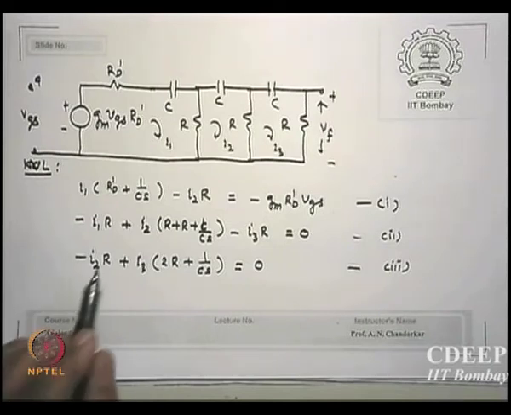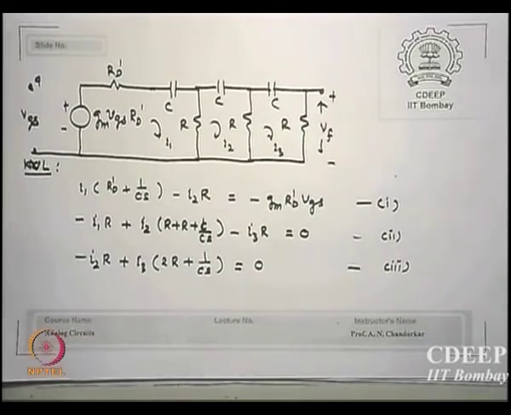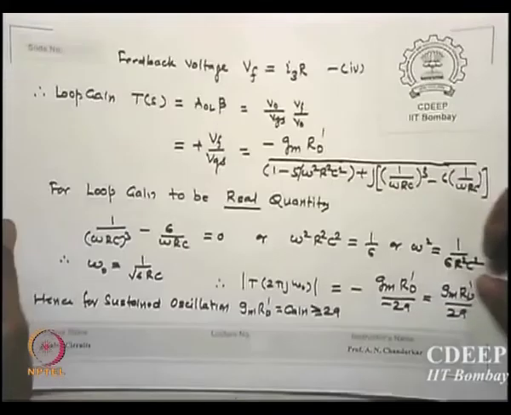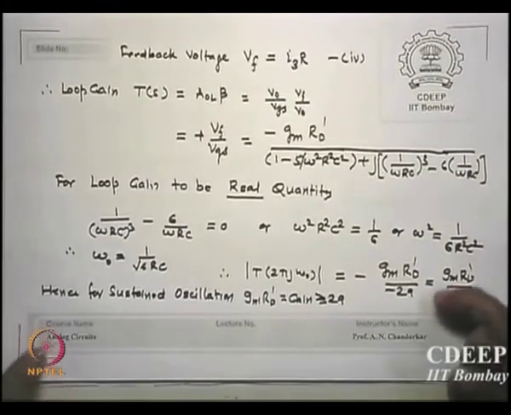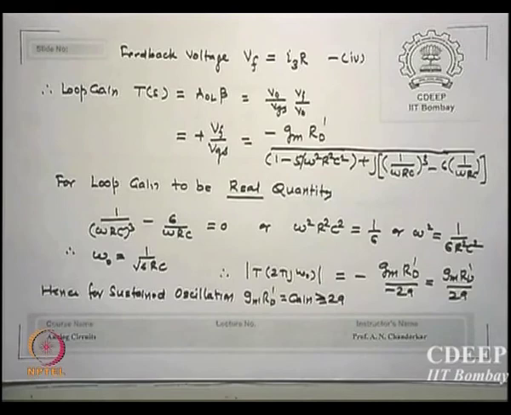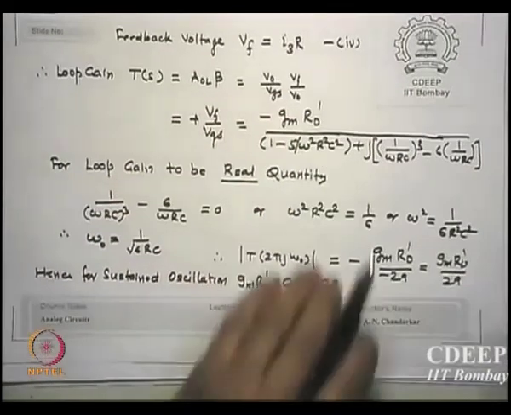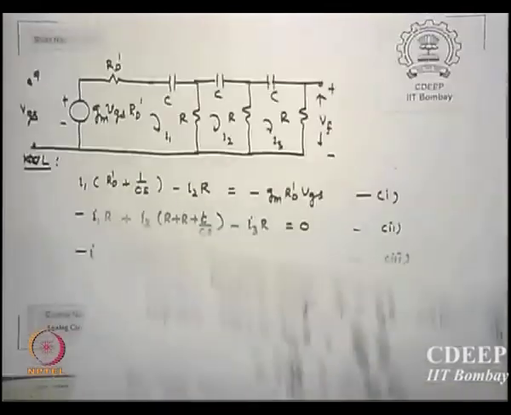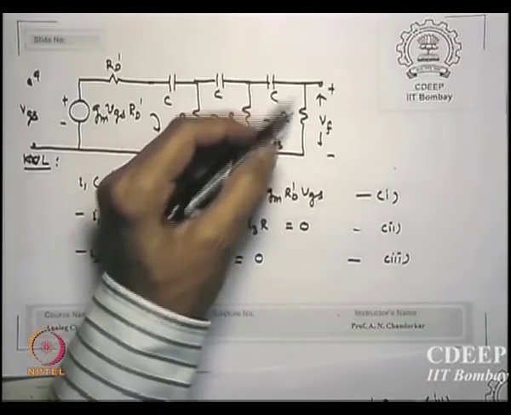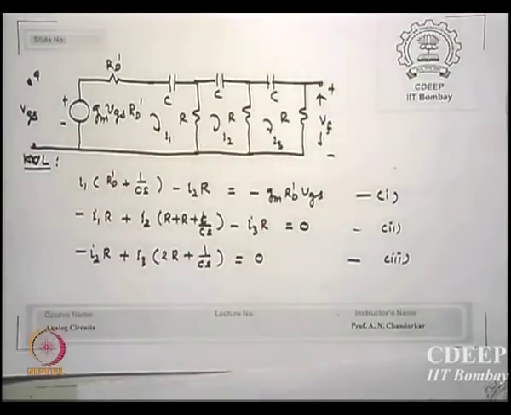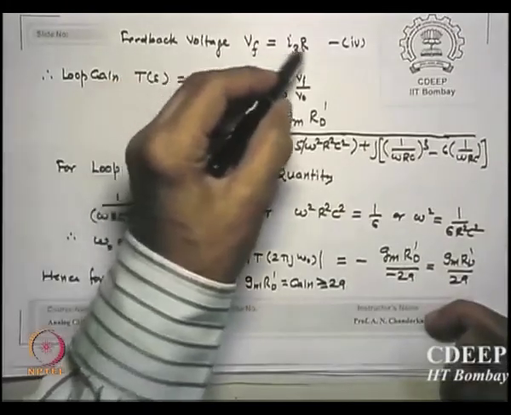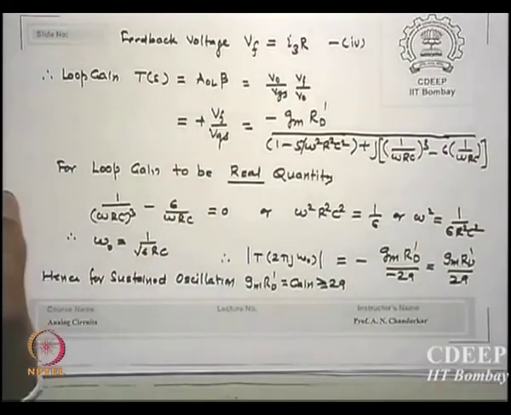At the end of the course, if you cannot solve this network, we will have a problem with the course itself. Then the feedback voltage, as I already said, is the drop across the final R. You can see from this circuit the current I3 through R is essentially the feedback voltage. So I3 R is Vf. We also know the loop gain. This is a feedback circuit.